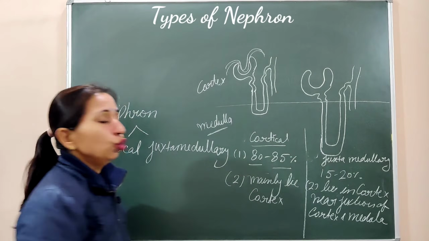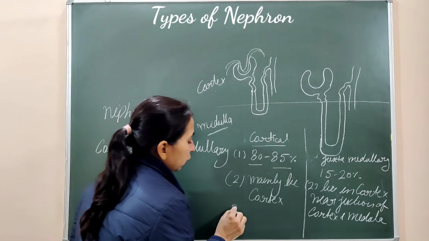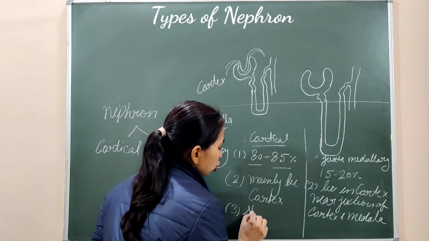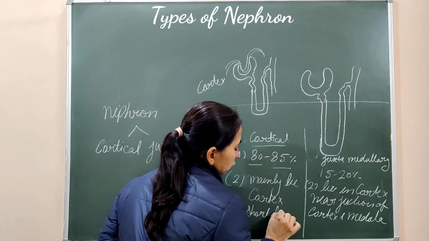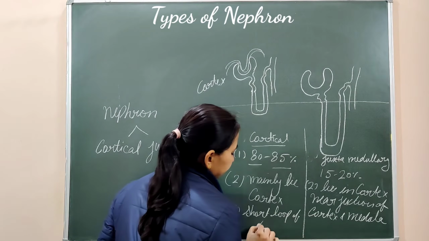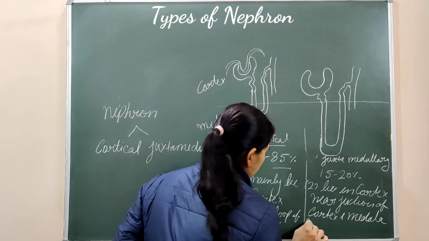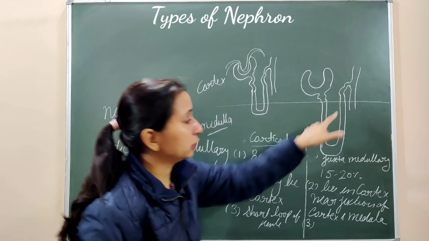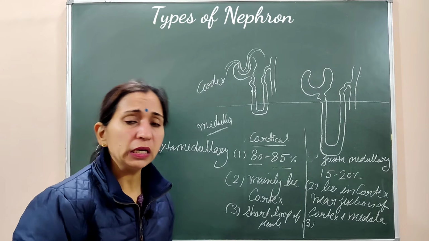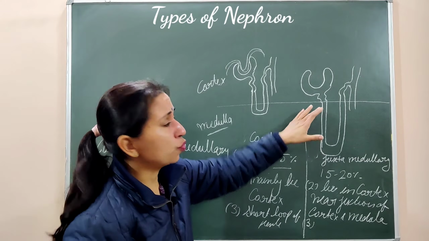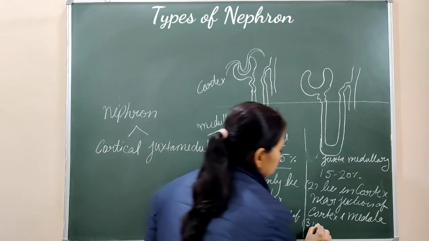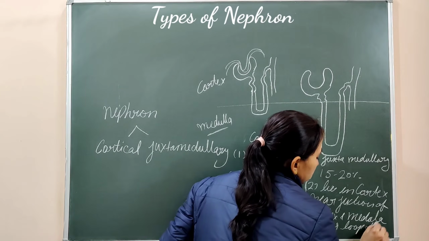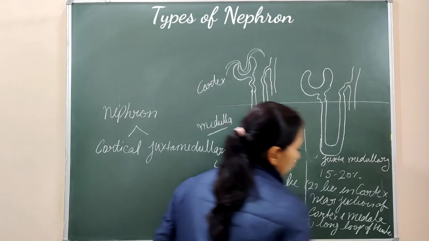Now अगर हम loop of Henle की बात करें, the loop of Henle is very short in the case of cortical nephron. They have short loop of Henle. Whereas in the juxtamedullary nephron, they have long loop of Henle. As you can see that they have the long loop of Henle, and mainly the part of the loop of Henle is found into the medulla region. So here the length of the loop of Henle is very high.